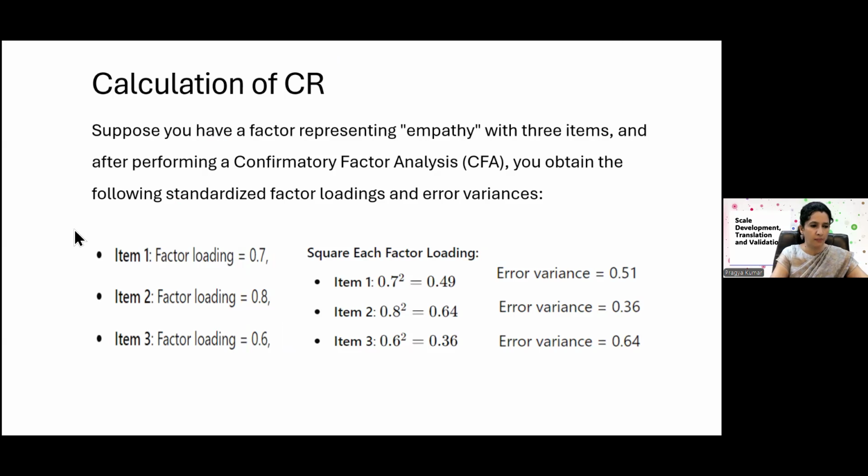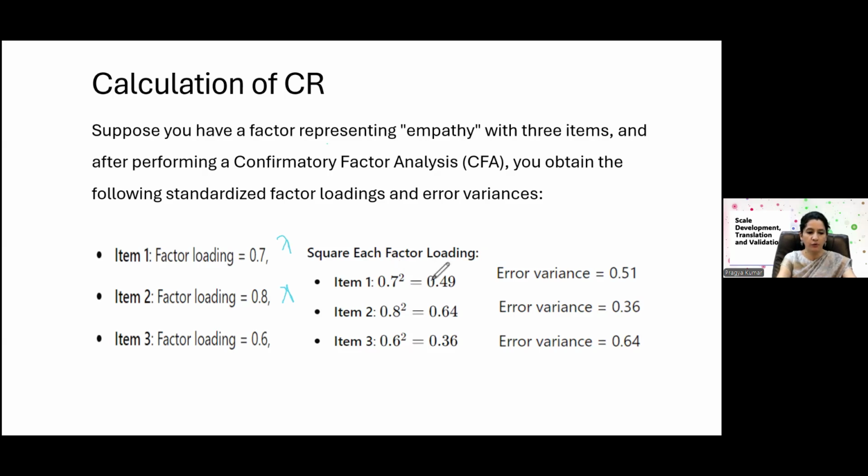So lambda, we have done it. This is the lambda which we have shown you. So now you square each of these items. And this is only for one factor, because empathy, like we have seen, is with three factors. So we are only taking one factor because the composite reliability is factor wise.